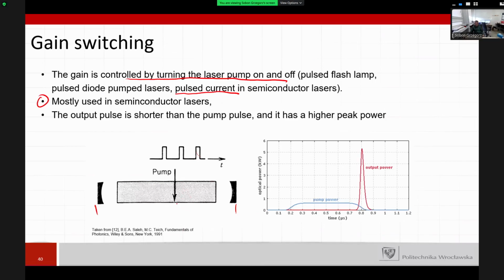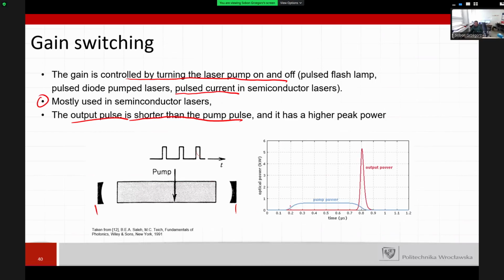And it turns out that the output pulse of the gain switched laser is shorter than the pump pulse and has a much higher peak power.